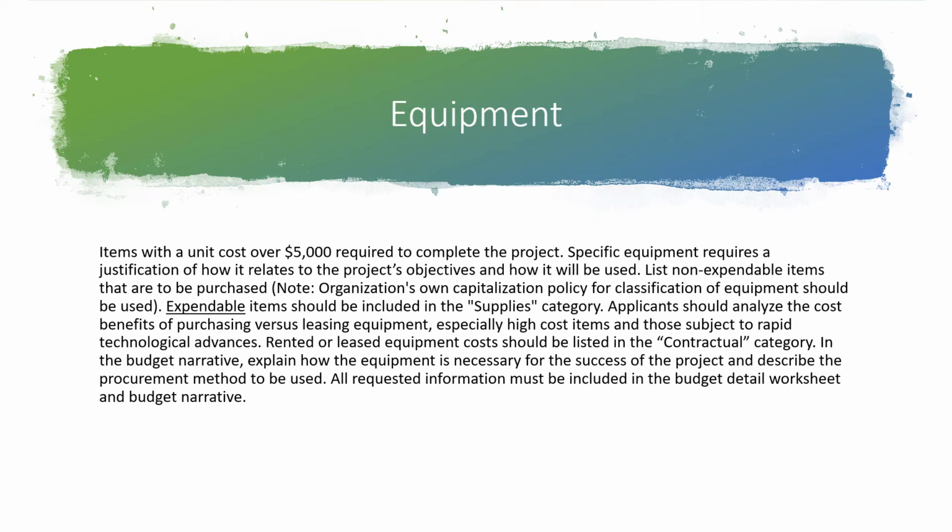Equipment. Equipment is for unit costs over $5,000 that are non-expendable items. So in other words, it's a big item you need to purchase for your grant that you will keep following the end of the grant.